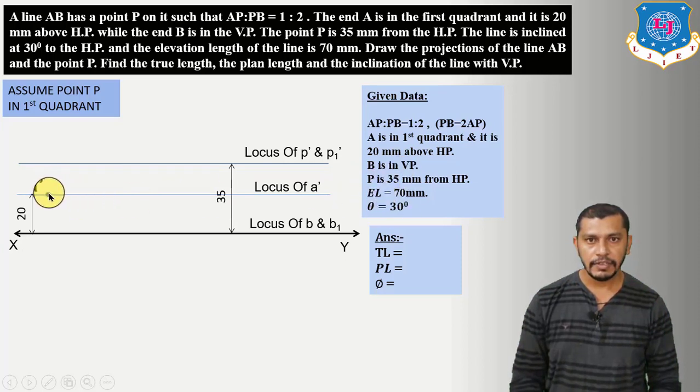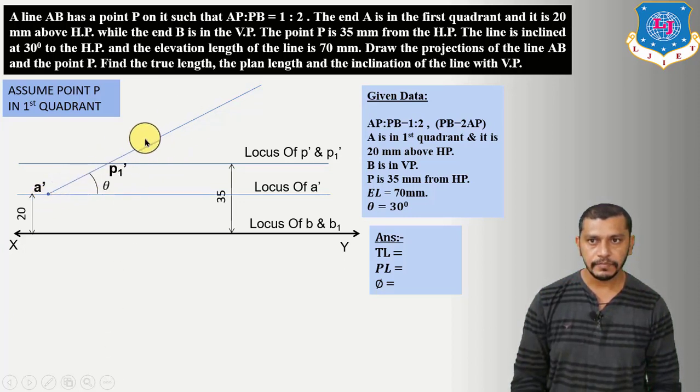Right now the length of the line is not known, because if we draw the line at an angle of theta, we will get the true length. But right now the true length is not known. So let's try to find it. From A dash, draw a line inclined at an angle of 30 degrees, which is theta. The intersection of this line and the locus of P dash will give us P1 dash. It is not P dash, it is P1 dash, because this is the line of the true length.